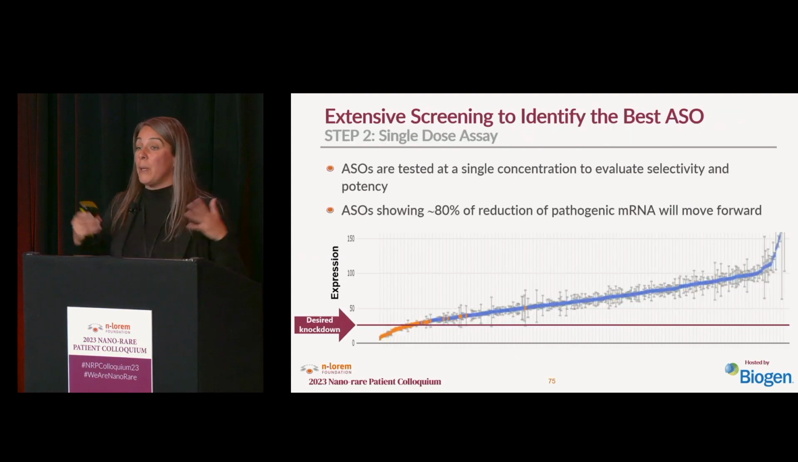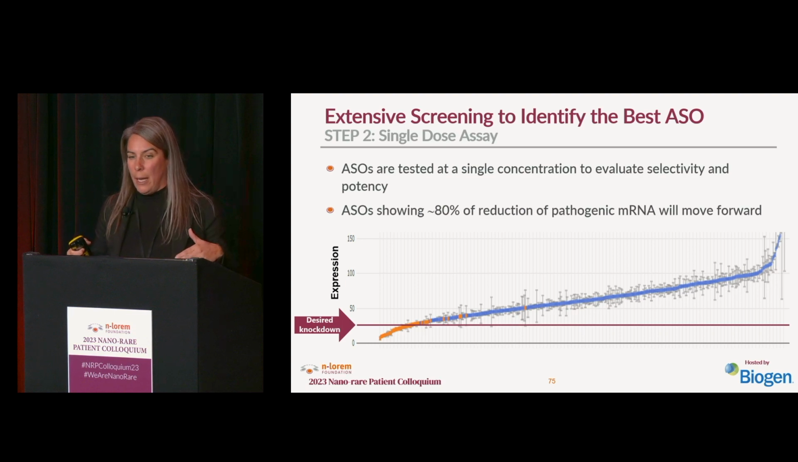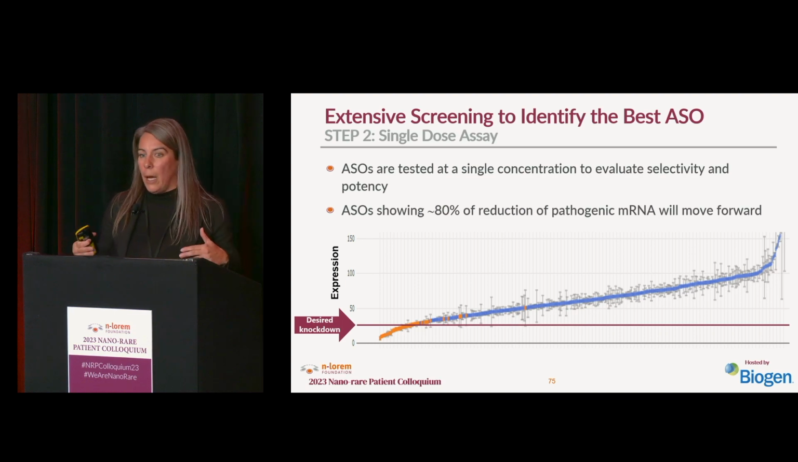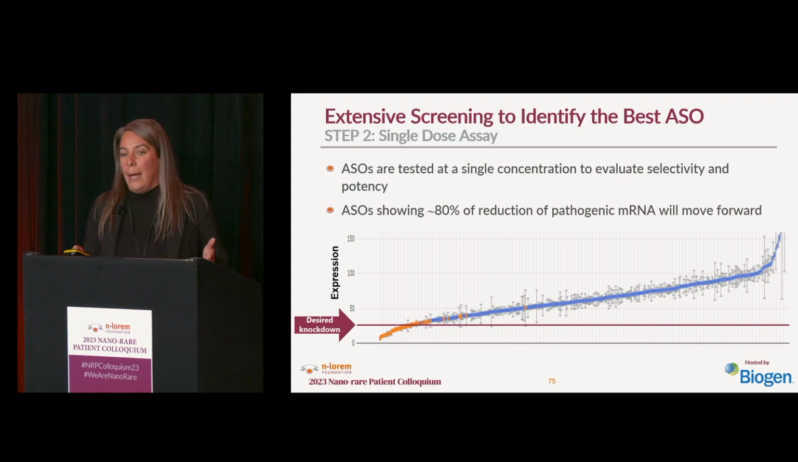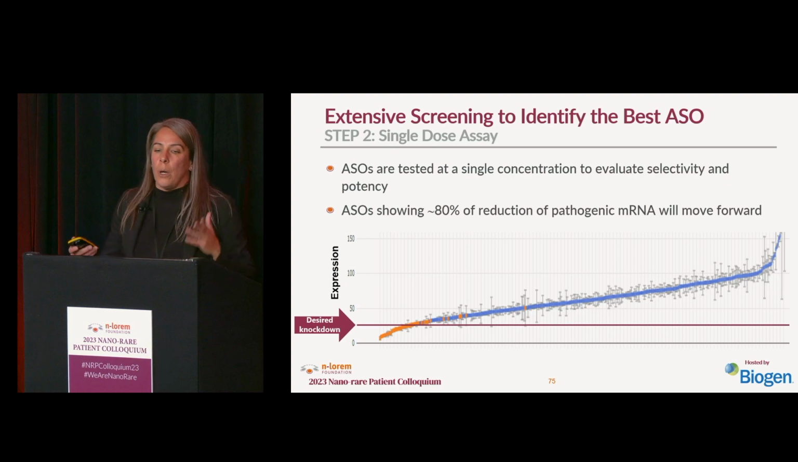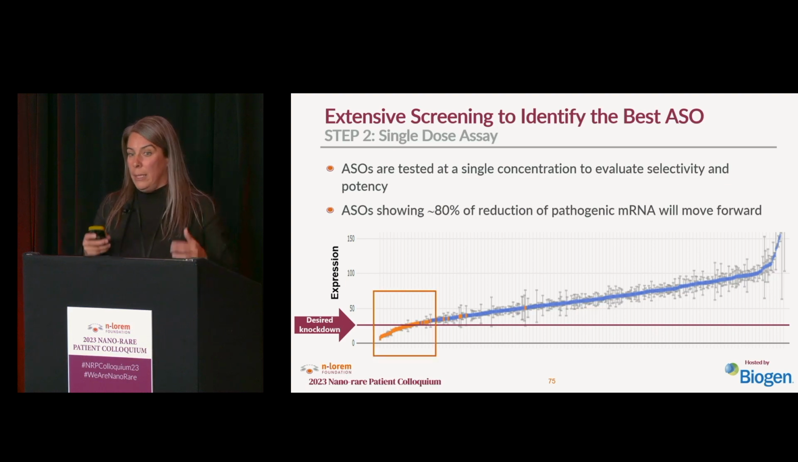And so once we have designed these ASOs, the next step is to test them for potency. So potency is how effective these ASOs are at knocking down the expression of the pathogenic mRNA, or basically reducing expression of the pathogenic mRNA. And so in this example, we're looking for an 80% reduction of expression. So I drew that purple line where the threshold is. And on this curve, each point is a different ASO candidate. And so in this example, we would take these ASOs in the orange box and move them forward to the next step.